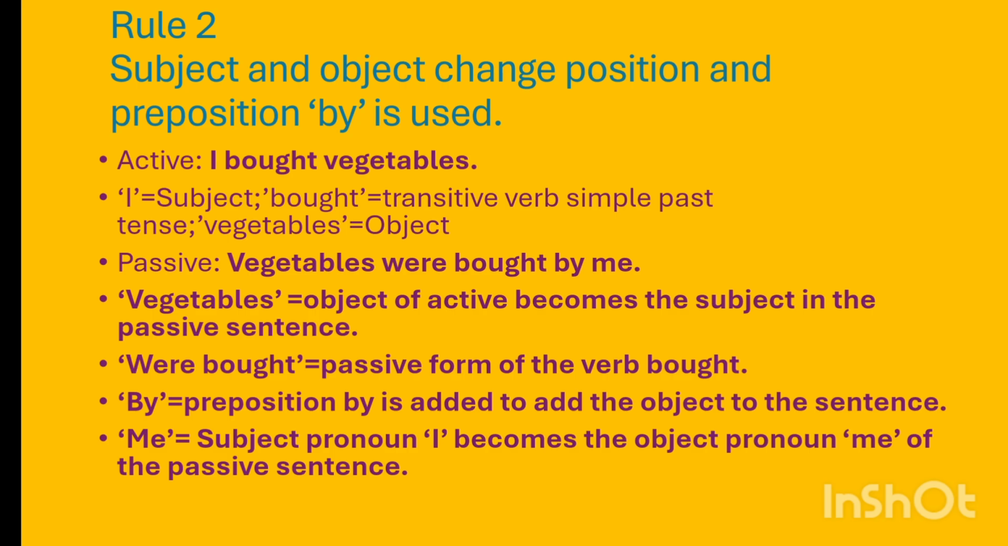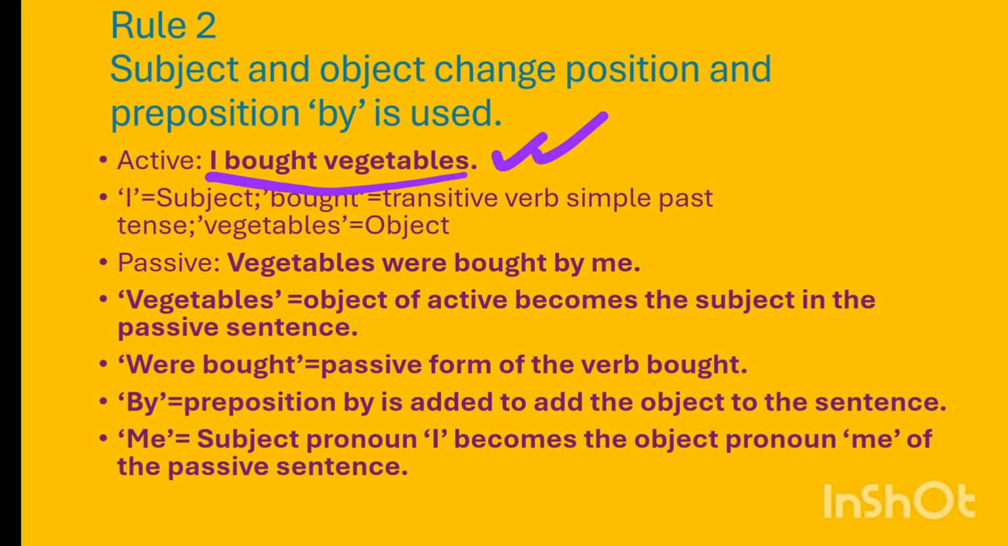Now, rule number 2, subject and object change position and a preposition by is used. This I have already discussed. So here you see, I bought vegetables. You have to find out first, very important is you have to find out the subject, you have to find out the object, and you have to find out the verb. Because here I bought vegetables, only subject, verb and object is there, but you can get many sentences where other words are also present.